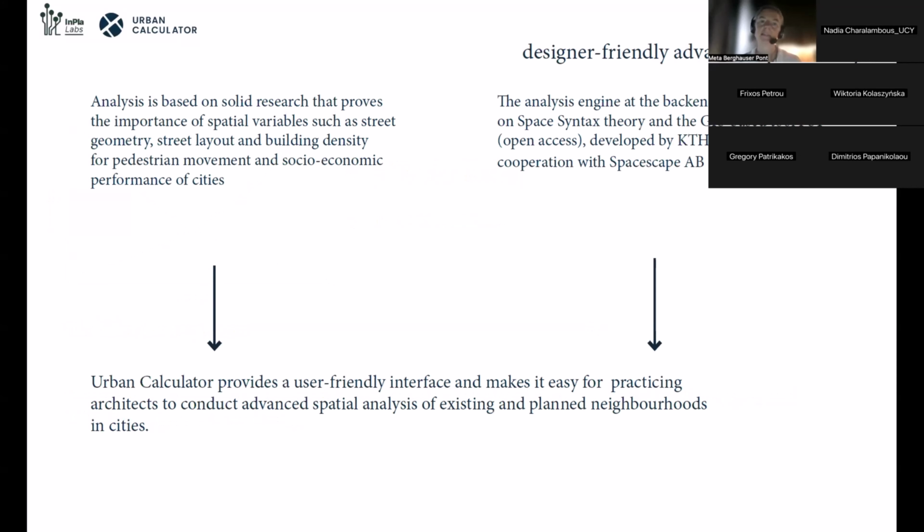The analyses that are embedded in the tool are based on solid research that we have done in the group, but it also builds on what many others have done. And so it includes those spatial variables, such as street geometry, the street layout, and building density, that we know are important, and we have evidence that they are important for pedestrian movement and all kinds of socio-economic processes in cities.